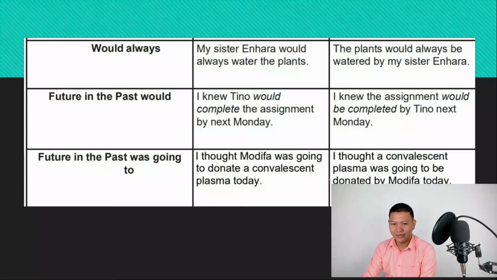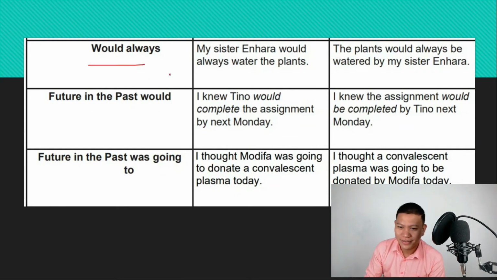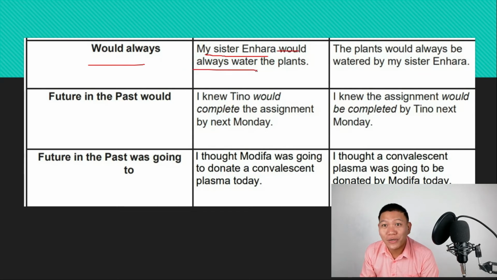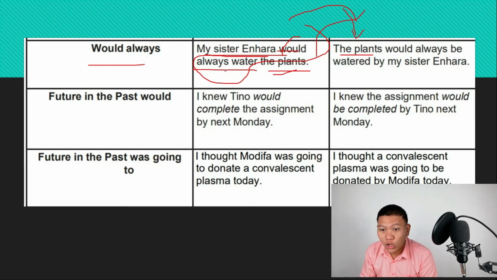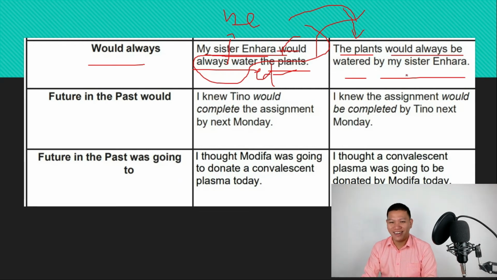Okay? Next. When we use would always. My sister and Hara, and then would always water the plants. So this is our verb phrase, would always water. Okay? When we convert it, of course, the plants becomes the subject. The plants, and then would always, and then we will add be in between, and then we will add ed for its past participle form. The plants would always be watered by whom? My sister and Hara. Okay?